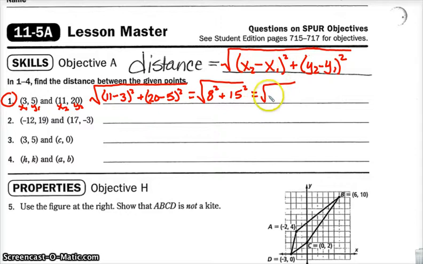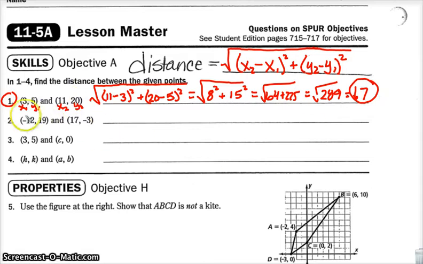This is equal to 64 plus 225, which again is equal to the square root of 729. Oops, that's not right. I've got my numbers jumbled up. That's equal to the square root of 289, and the square root of 289 is equal to 17. So the distance between these 2 points is 17 units.